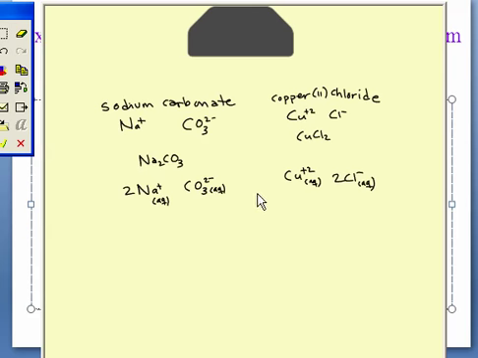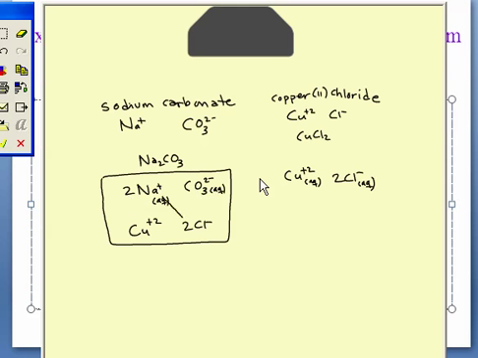Now, when I switch the ions, I find it easier to write the two chemicals in a box like this. And that way I can just crisscross them to find out what my products are going to be. My products are going to be the new compounds that are formed from the exchange of ions. Sodium used to be with carbonate, but now it's going to be with chloride. Copper used to be with chloride, but now it's going to be with carbonate. So here are my new products.